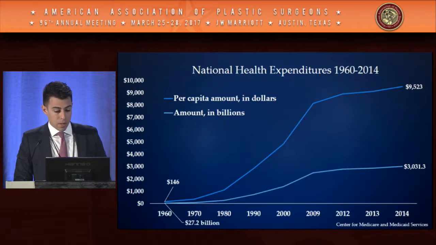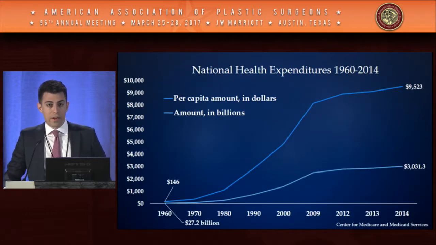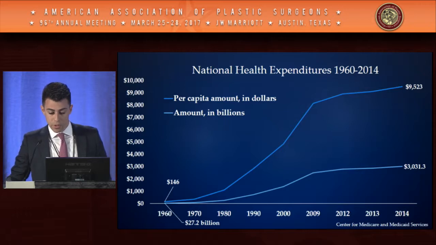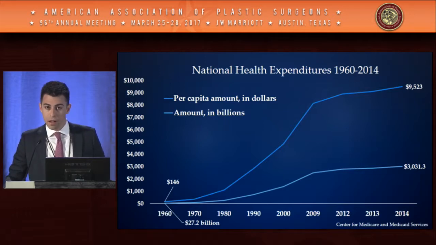No disclosures. The cost of healthcare has been on everyone's minds and on the news lately, and for good reason. If we look at this graph showing the national health expenditure, in 1960, the United States was spending on average $146 per person per year for healthcare costs. And if we fast forward to 2014, that's ballooned to $9,523 on average per person per year.